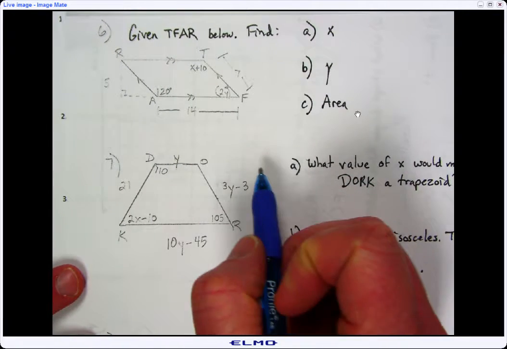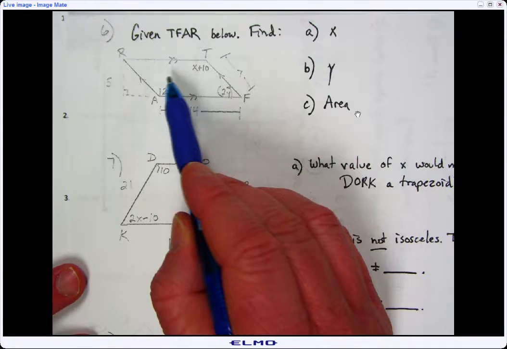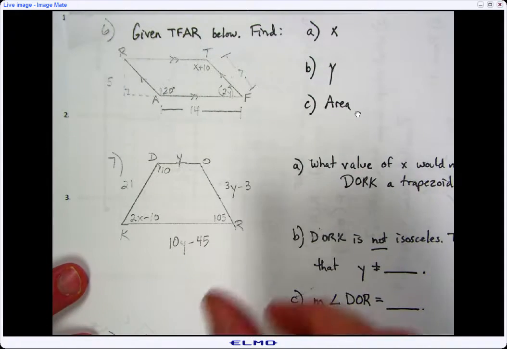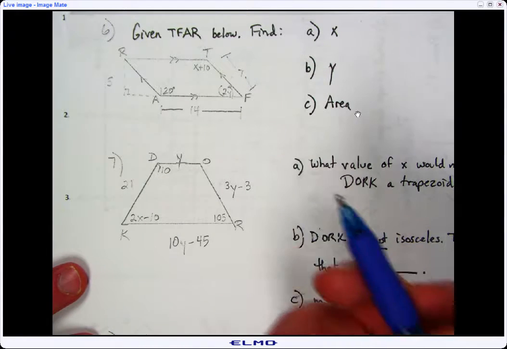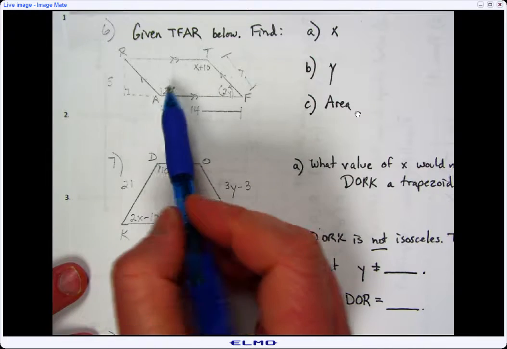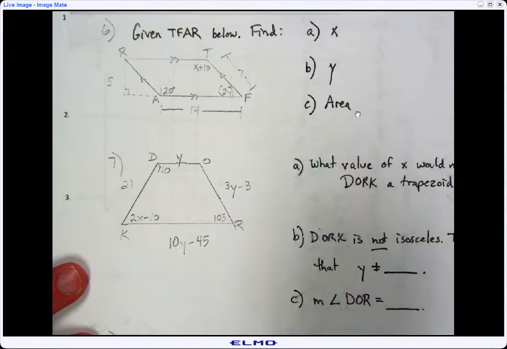So we know we have a parallelogram because the opposite sides are parallel. So think about everything you know about a parallelogram. Opposite sides parallel, opposite sides congruent, opposite angles congruent, consecutive angles supplementary. That's all you need to find everything.